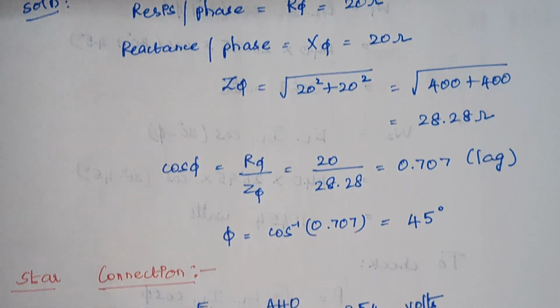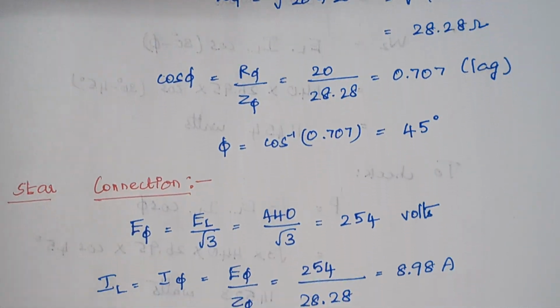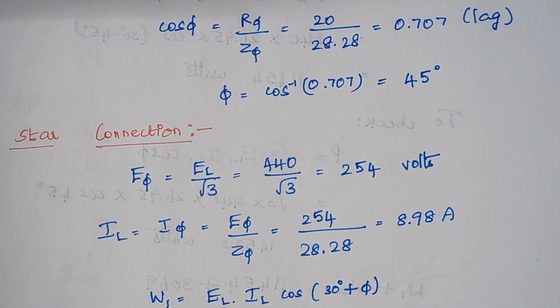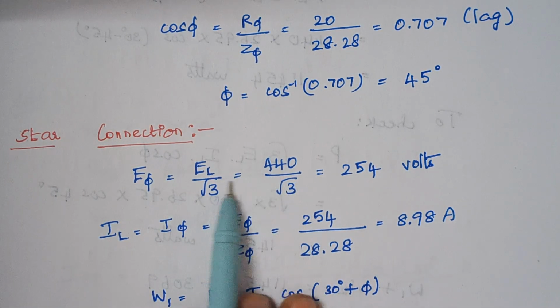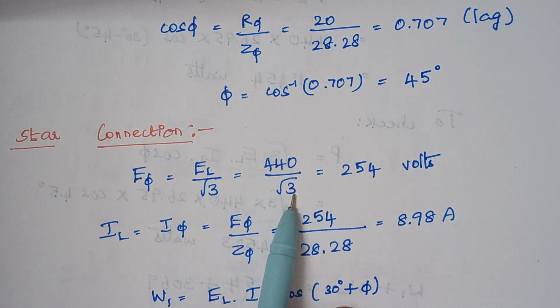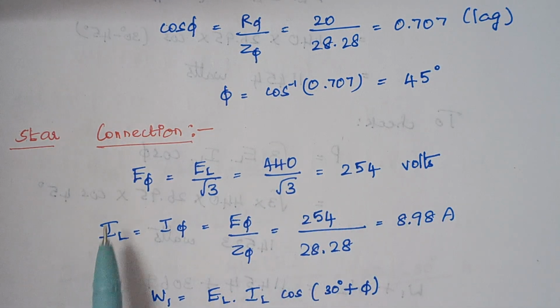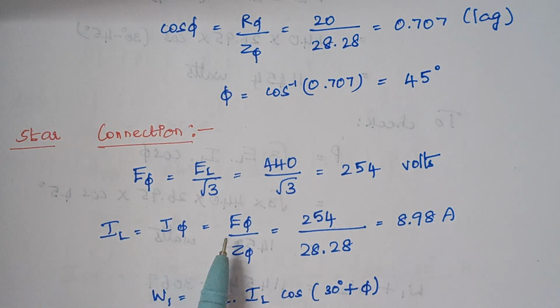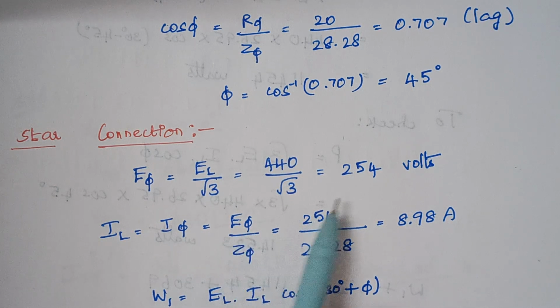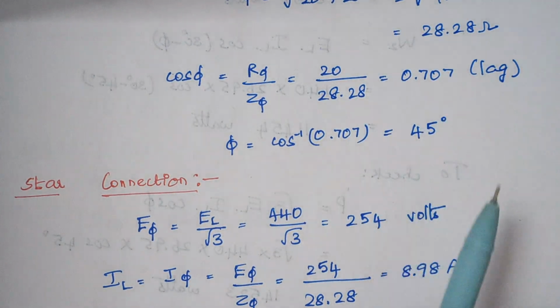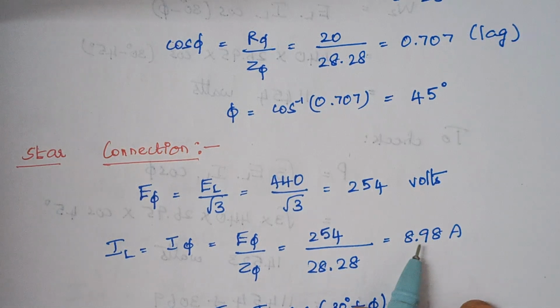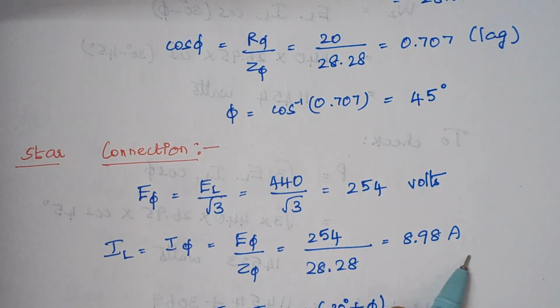Now we proceed with the star connection. In a star network, as we all know, the line current is equal to the phase current, whereas the phase voltage is EL divided by root 3. So 440 divided by root 3 gives 254 volts, and the line current IL is equal to I phase, which is E by Z. Here E is 254 and the impedance is 28.28. Substituting the values, we get 8.98 amps.